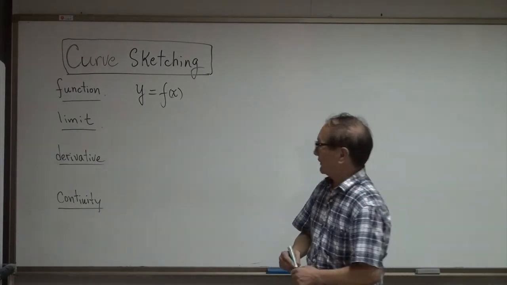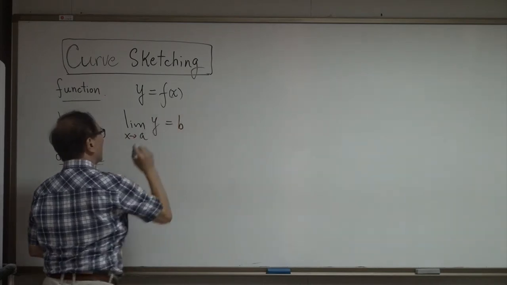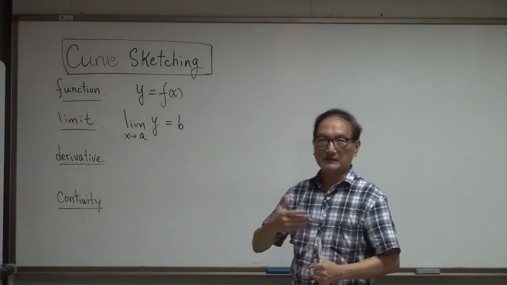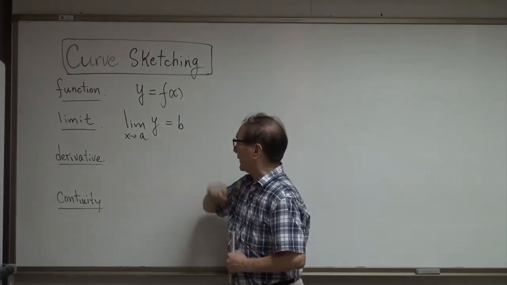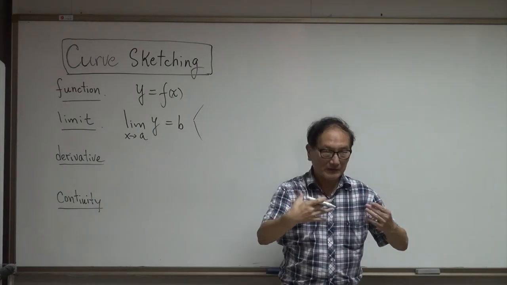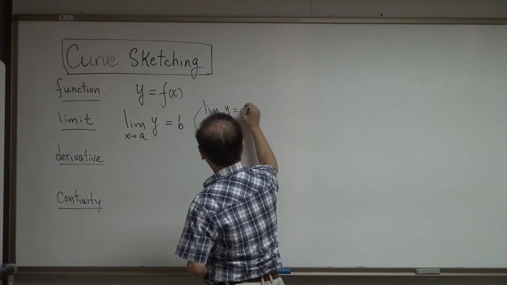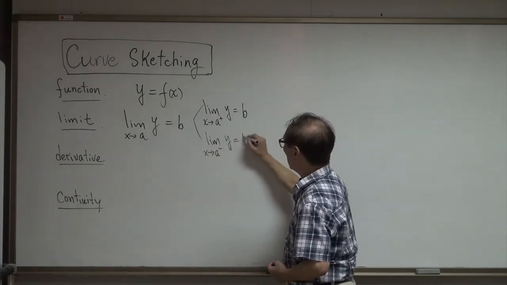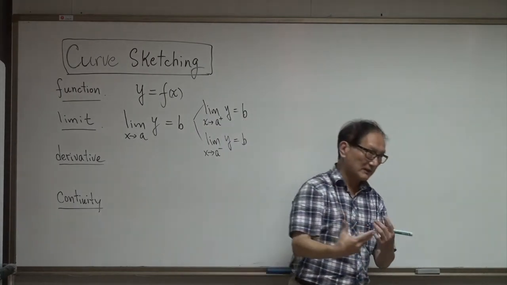Okay, then the limit. The limit as x approaches a of y is b. This means what? Of course, we don't approach this by a formal definition, which is very complicated. We use an intuitive way to understand the limit. It means that when x is close to a, then y is approaching b. Actually, this means two things: the left limit must equal the right limit. Namely, the limit as x approaches a from the right hand side of y equals b, and the limit as x approaches a from the left hand side is also equal to b. If these two are not the same, then we say the limit does not exist.